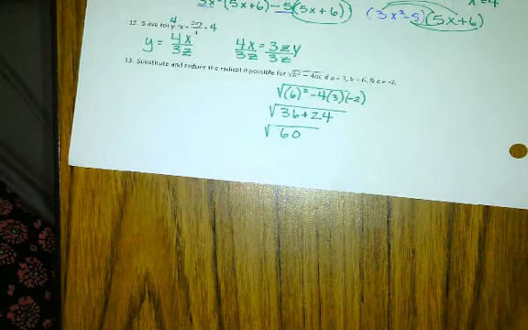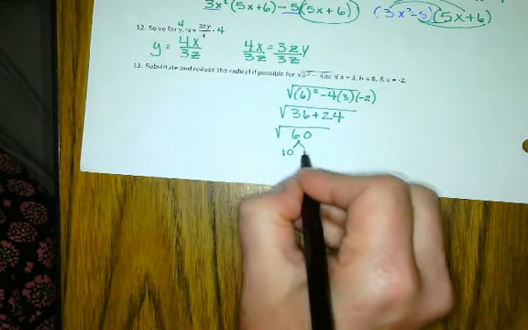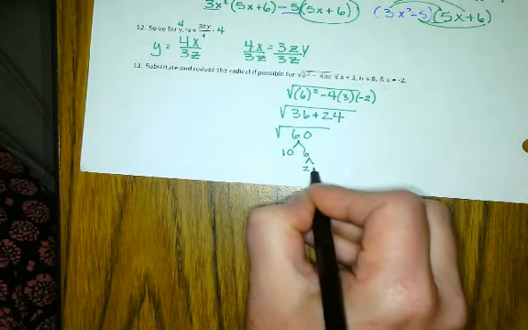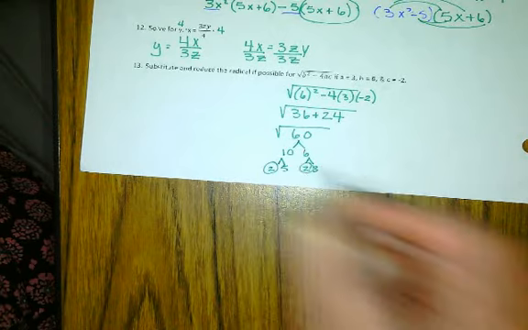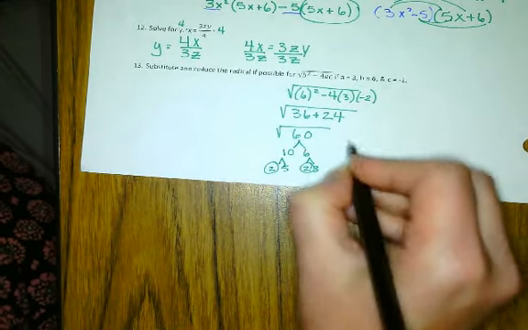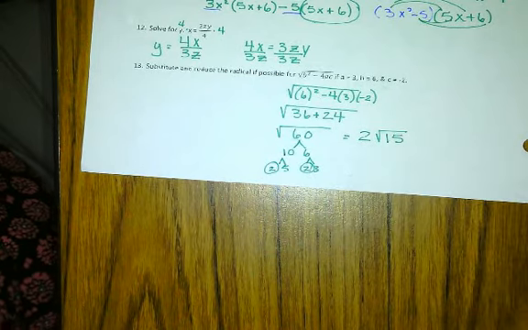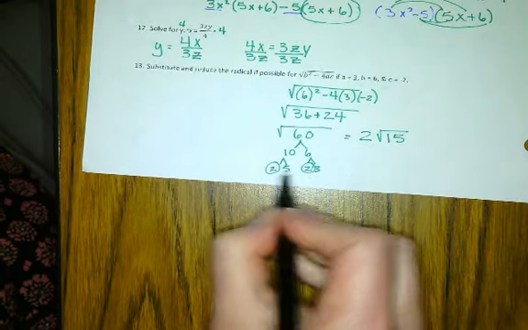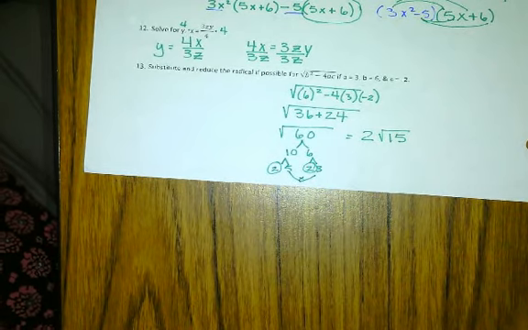Okay, now I'm going to start breaking this down. So if I start breaking this down, I've got 10 and 6, 2 and 3, and this would be 2 and 5. I'm going to do groups of 2s. So that gives me 2, and then 15 would be left on the inside, because 5 times 3, you have to multiply those, 5 times 3.